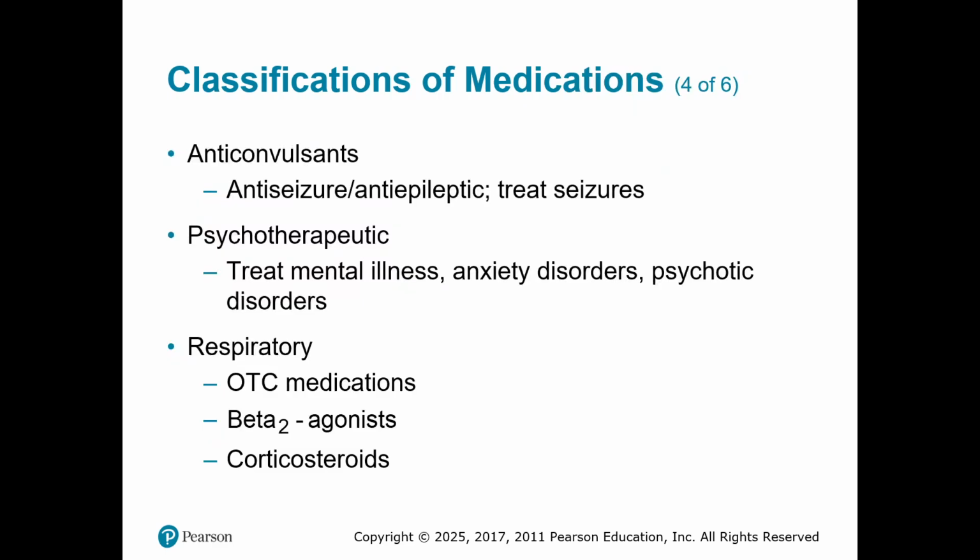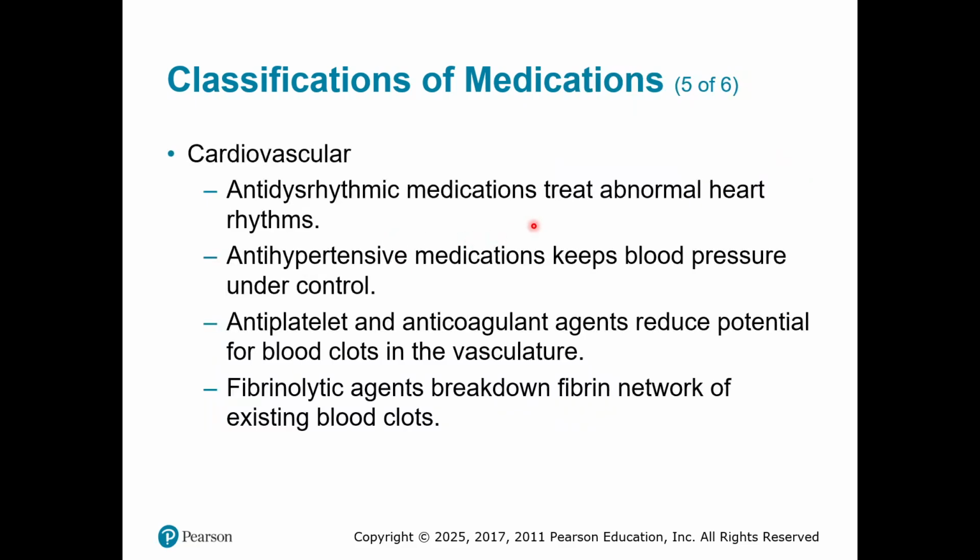Respiratory. These are your beta 2 agonists, right? Remember, 1 heart, 2 lungs. These are your albuterol inhalers, your corticosteroids. What about cardiovascular? Cardiovascular affecting the rhythm of the heart, right? We want a nice, controllable rhythm. We don't want one that's chaotic. Antihypertensive medications, antiplatelet and coagulants, and fibrinolytics, all of those.